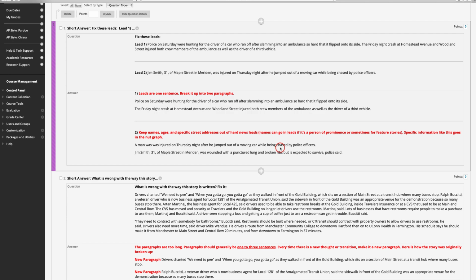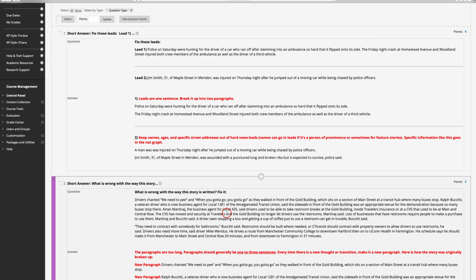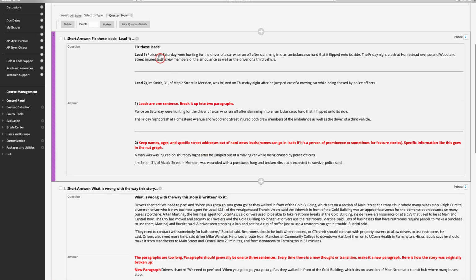Okay, let's go over this assignment here. You have the written answers here, but I want to just talk it out too in case it's easier for you to comprehend this way. So first lead here, automatically, we know what the problem is. Two sentences, right? This lead is two sentences.